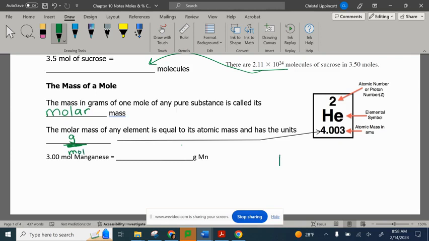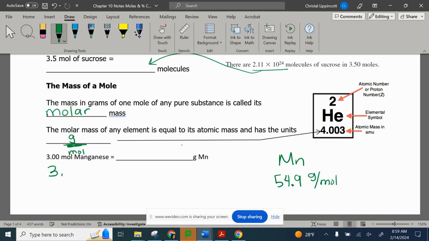So manganese, if I look that up on my periodic table, manganese, not magnesium. Hopefully you guys have learned that lesson by now. You probably got dinged on that a couple times. It says 54.9 grams per mole on the periodic table. I just pulled that right off of my periodic table.